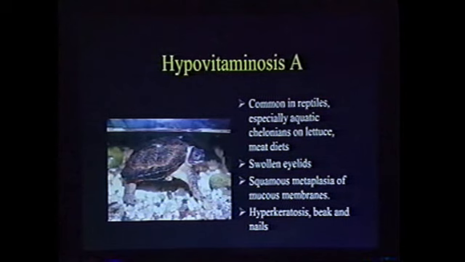Hypovitaminosis A is common in reptiles, especially aquatic chelonians that are on lettuce and meat diets. It is associated with swollen eyelids and squamous metaplasia of the mucous membranes. Hyperkeratosis occurs in the beak and nails.